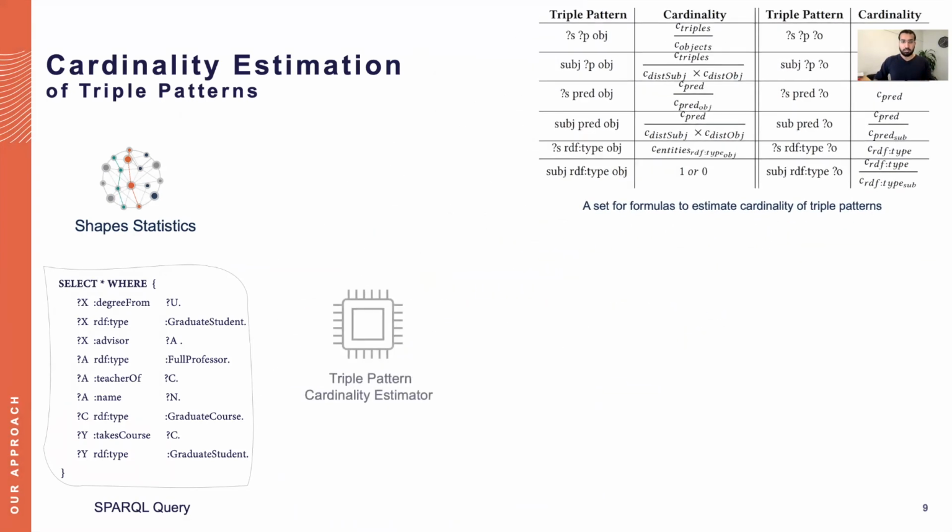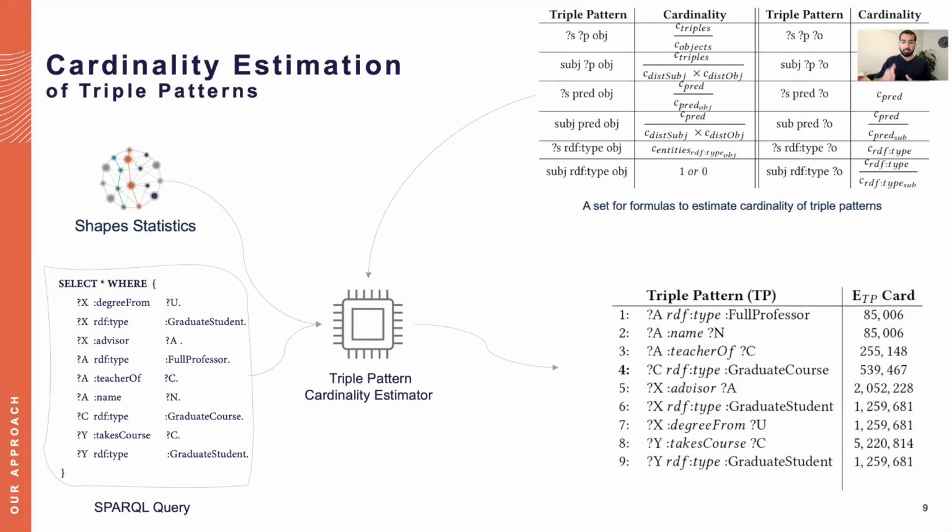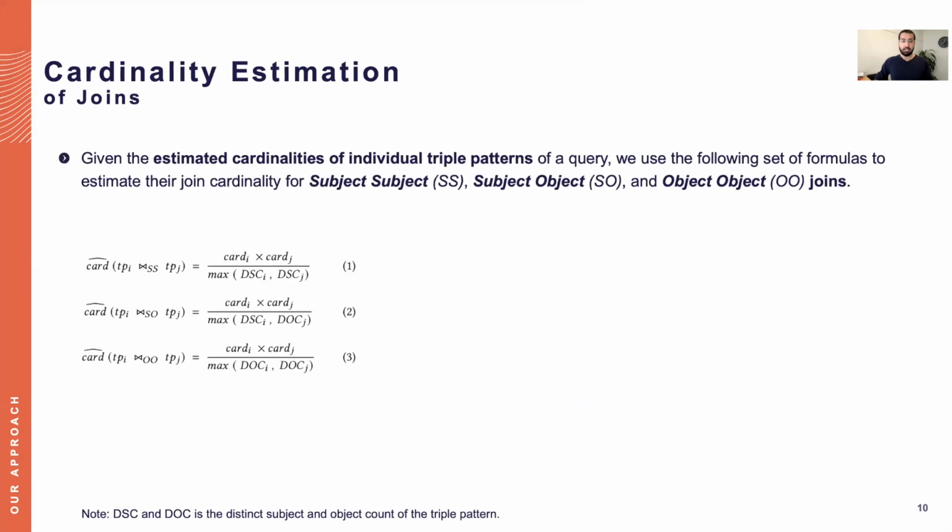So given these formulas, we have a triple pattern cardinality estimator where we provide all the inputs, and for each triple pattern we compute the estimated triple pattern cardinality using the shape statistics and these formulas. Once we have the estimated cardinalities for each individual triple pattern of a query, we propose a set of formulas, as shown here in formula 1, 2, and 3, to estimate the joint cardinality for various joins such as subject-subject, subject-object, and object-object among triple patterns.